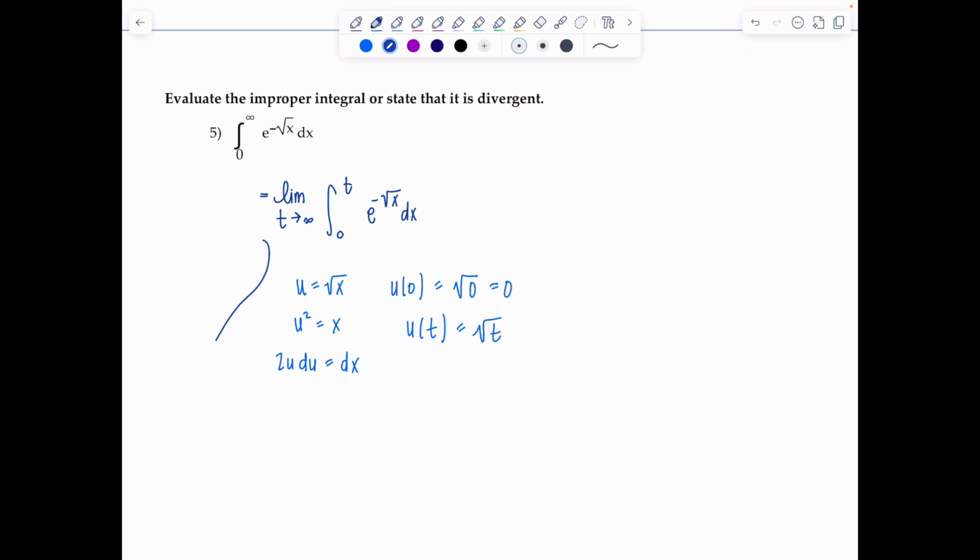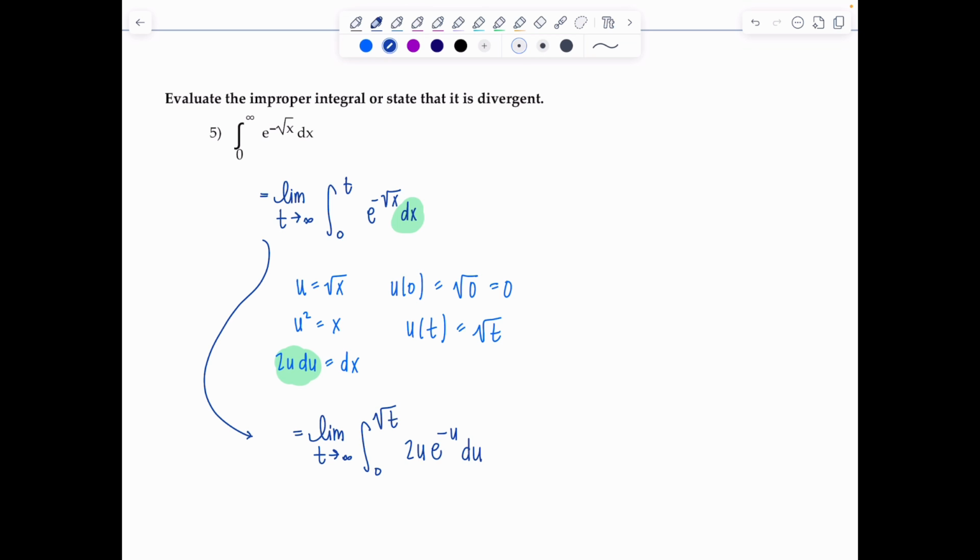So we've now got the limit as t goes to infinity of the integral from 0 to square root of t of e to the negative u. And instead of this dx right here, I've got 2u du. Let me put the 2u in the front, du here. Cute, huh?